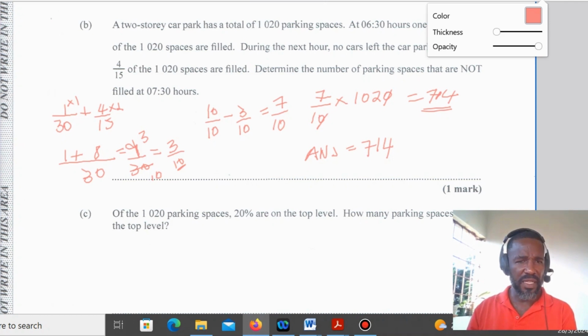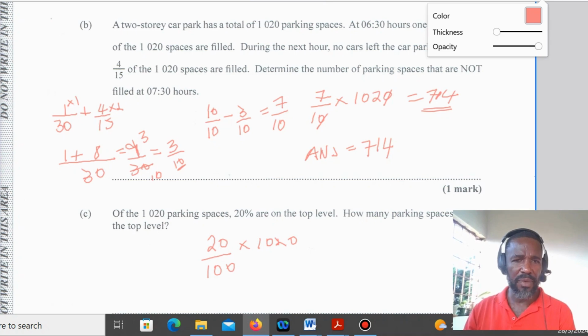And the other part says now, of the 1,020 parking spaces, 20% were on the top level. How many parking spaces are on the top level? So it means that we must now find 20% of 1,020. So 20% of 1,020, so it's 20 over 100 times 1,020. Okay? All right, so let's go.